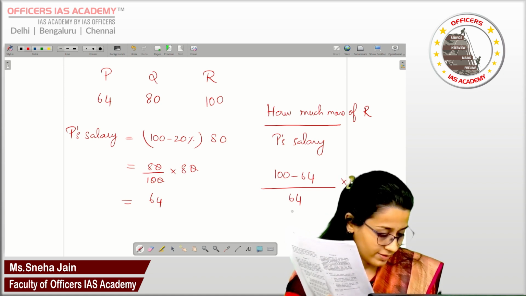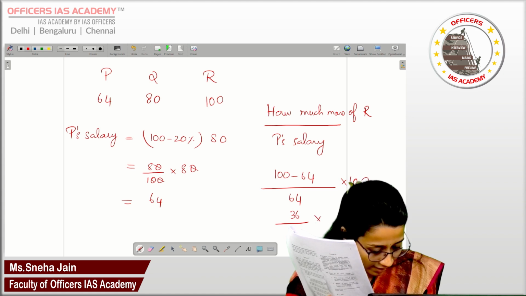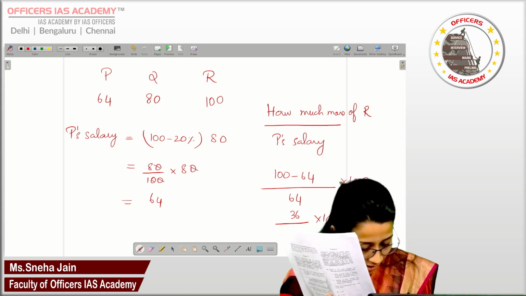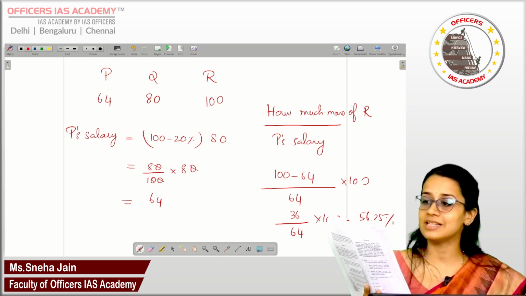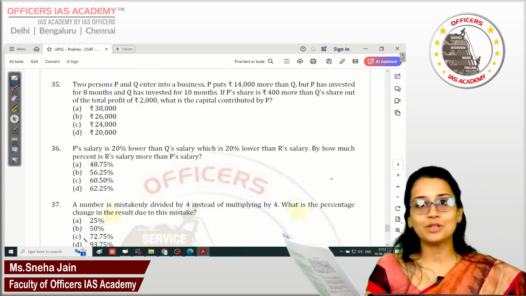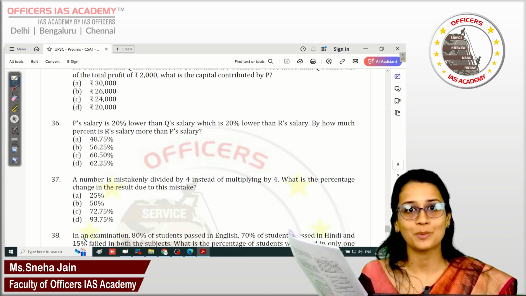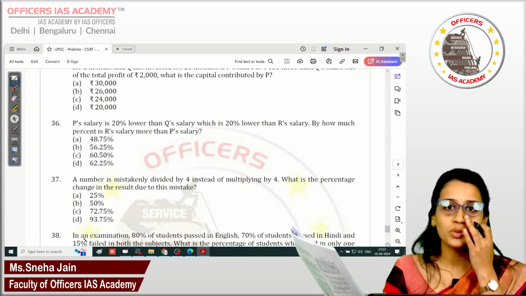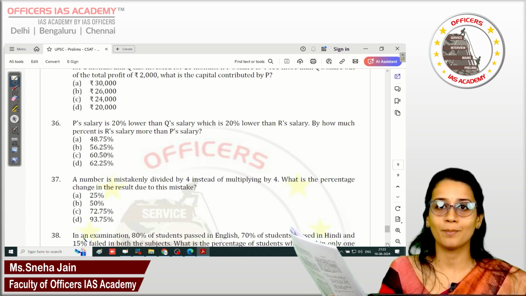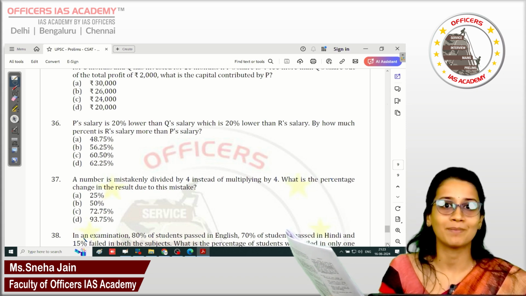So your answer here should be 36 by 64 into 100. When you solve, you will get 56.25%. Answer is B. This is a simple question. The beauty of this year's paper is percentage has revived itself in the question paper. This is a topic which students generally feel very comfortable and they always fear permutation and combination. So we see that in this year's question paper, I think there's almost no question from that topic.